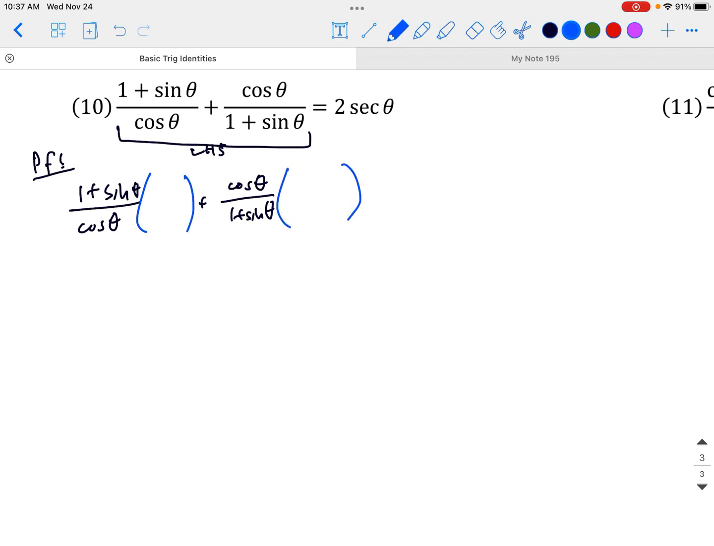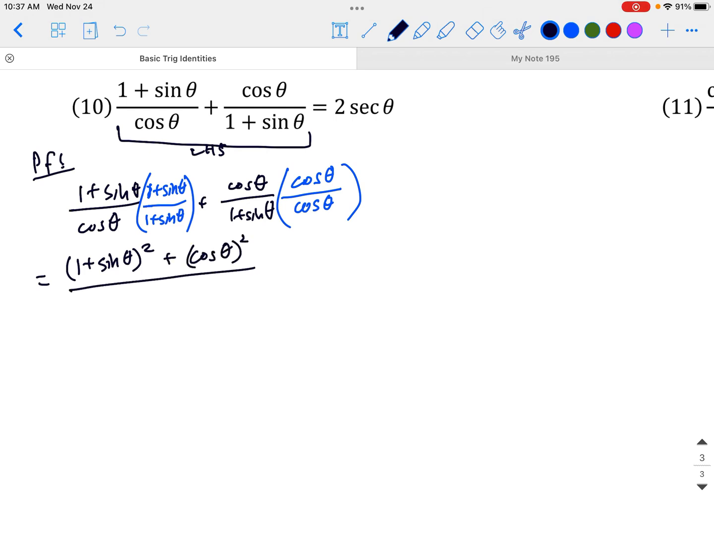So, like we've done before, we're going to want to find a convenient common denominator, it looks like. So I'm going to multiply 1 plus sine theta over 1 plus sine theta to the left-hand term, or the first term, I should say. And then we'll multiply cosine over cosine to the second term. So we're going to get 1 plus sine theta squared plus cosine theta squared all over cosine theta times 1 plus sine theta.